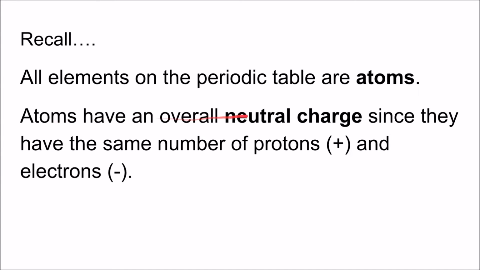Atoms always have what's called a neutral charge, which means they have an overall charge of 0, and that's because they have the same number of protons and the same number of electrons. So what that means is if I have let's say two protons, so two positive charges, and two electrons, so two negative charges, the +2 and the -2 equal to an overall net charge of 0.